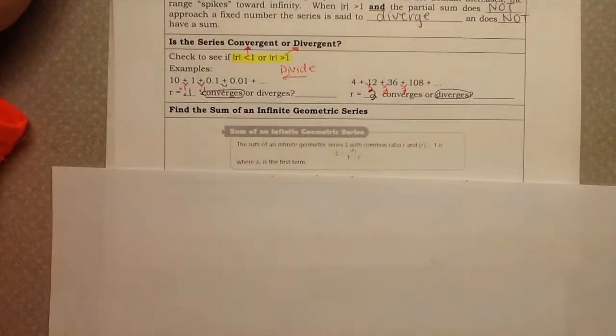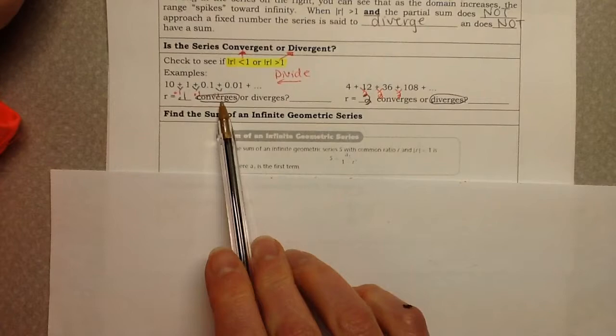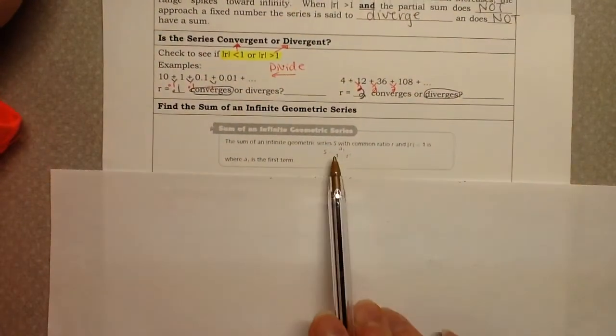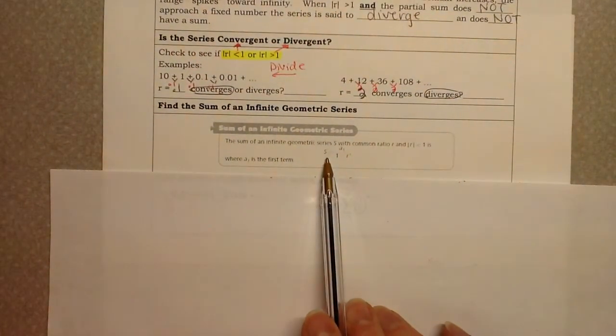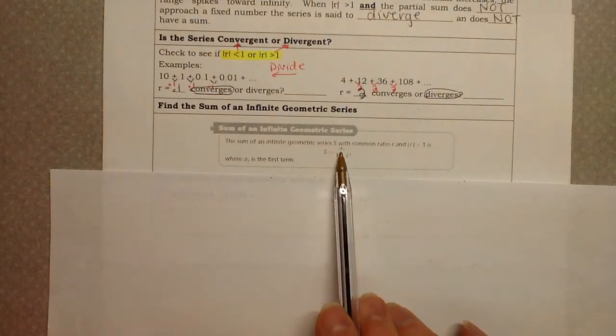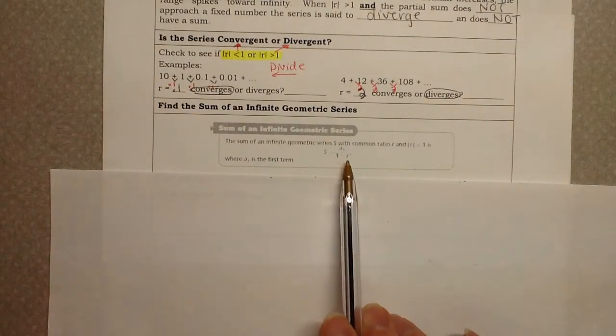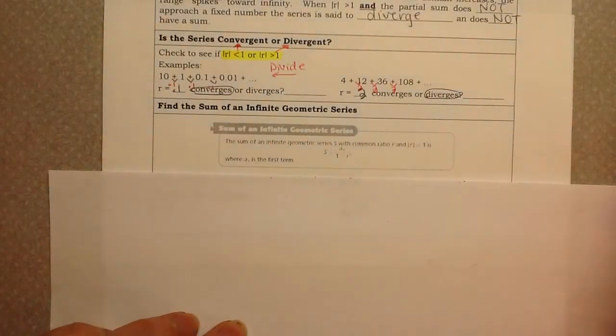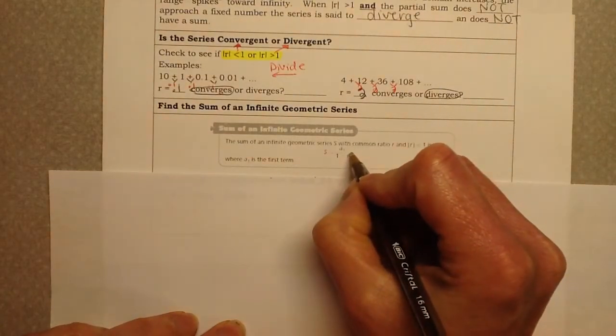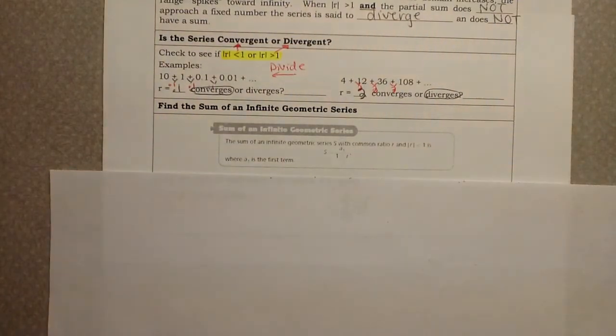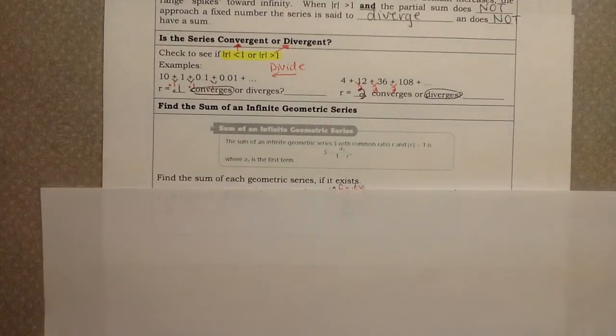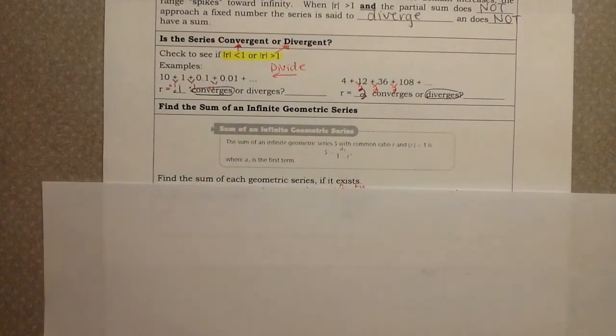All right, so to find the sum, this one we can find the sum, this one we can't. So here we have S equals, or the sum equals, your first term over 1 minus the ratio. Now this is a comma right here, so just kind of ignore that. It's not an exponent. All right, now we want to find the sum of the geometric series if it exists.